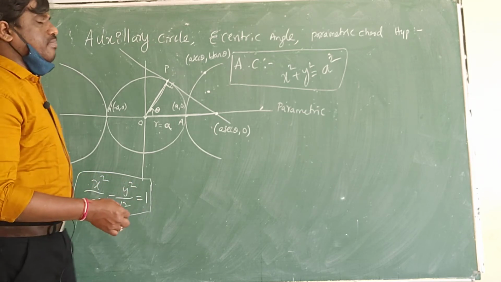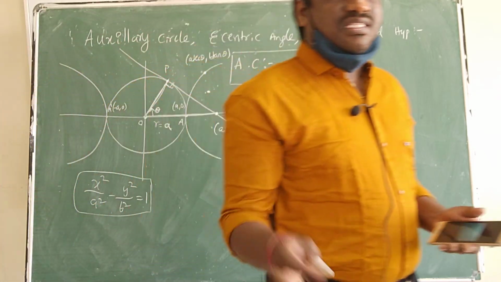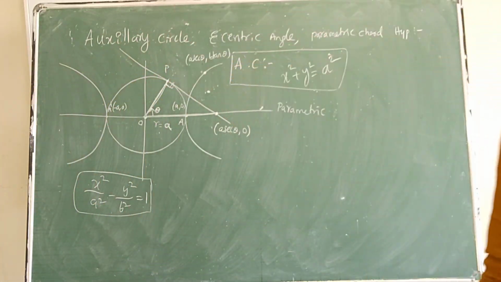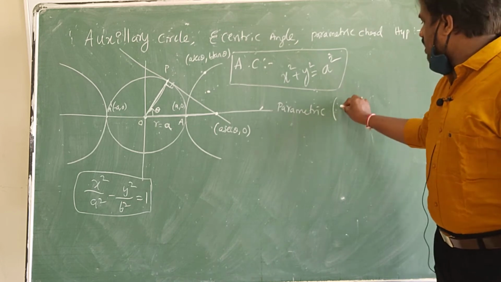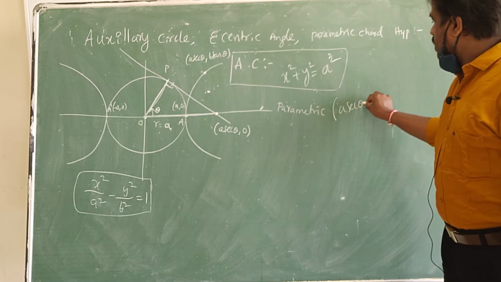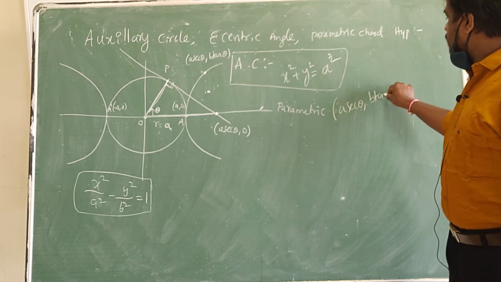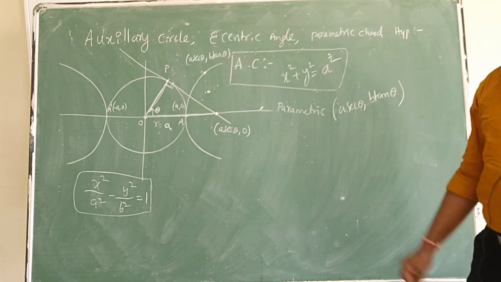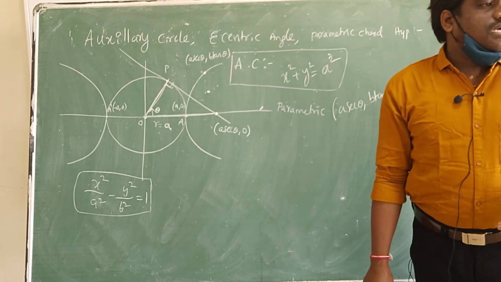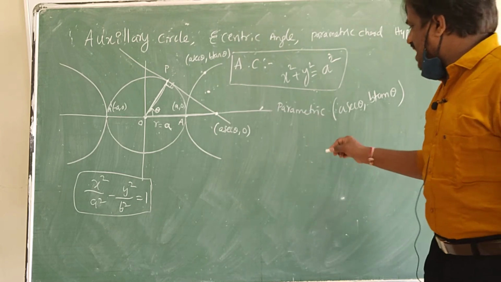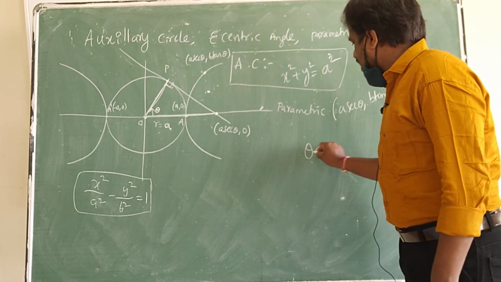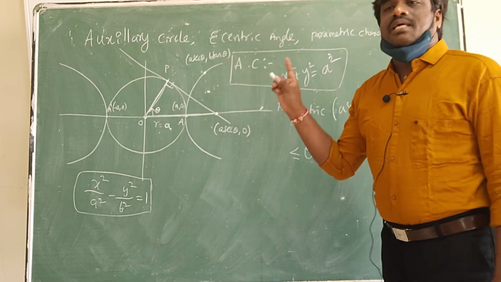So parametric point on the hyperbola. These all the things I explained in AOD. So the parametric point on the hyperbola is a sec theta comma b tan theta. This is the parametric point on the hyperbola. Now what is eccentric angle? This is the eccentric angle. I explained already in the ellipse also.